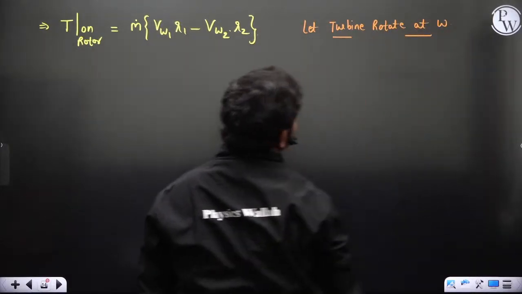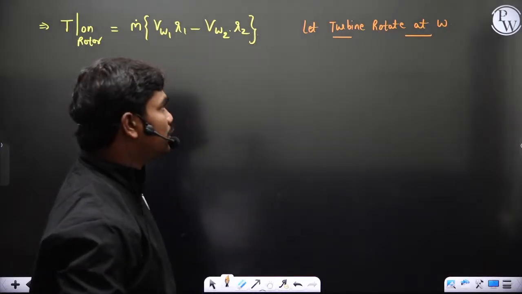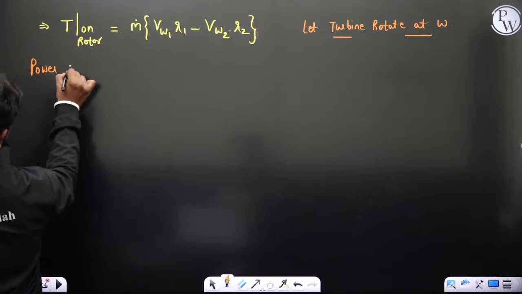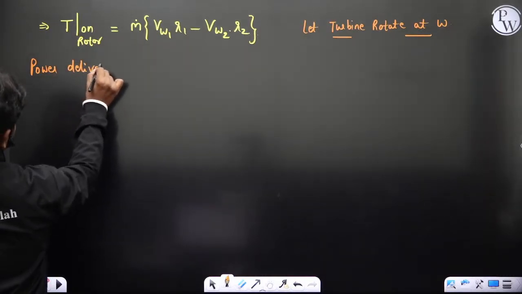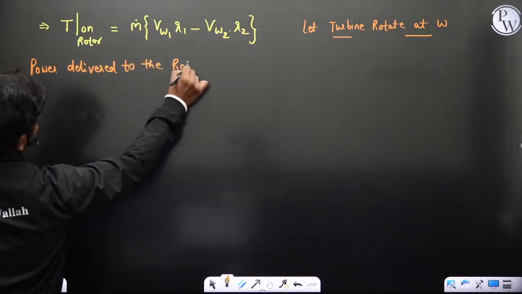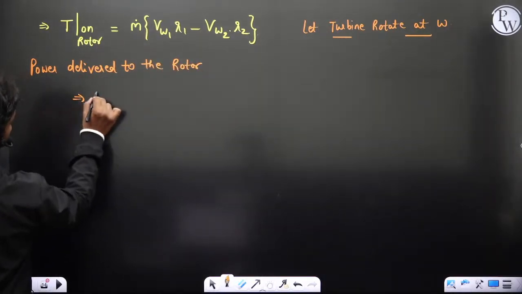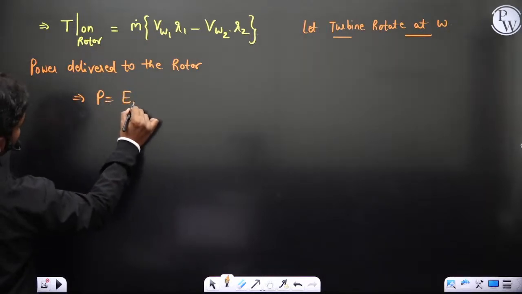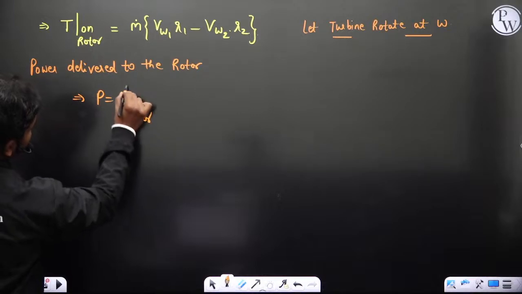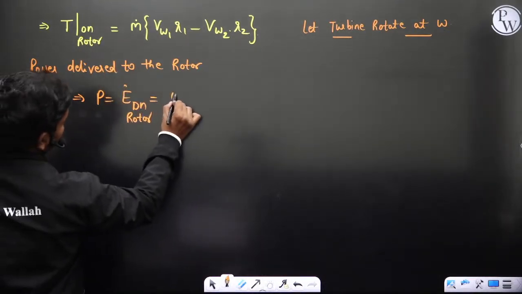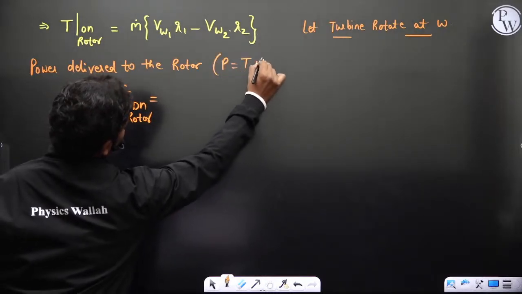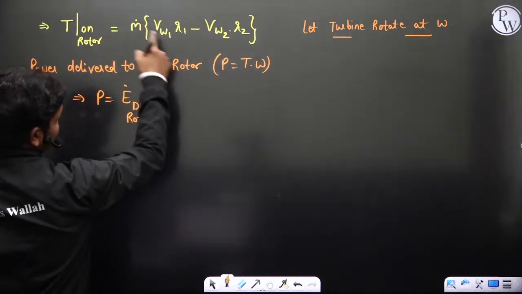Okay, so let us say this turbine is rotating at an angular speed of omega. Then the power delivered to the rotor, the energy delivered on the rotor, is equal to torque into omega. So power is equal to torque into omega, you know this. In rotational mechanics, torque into omega is the power.